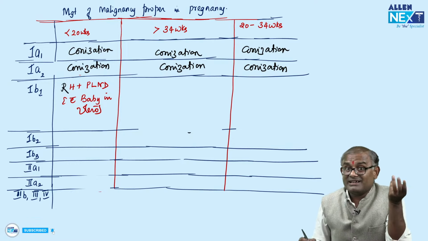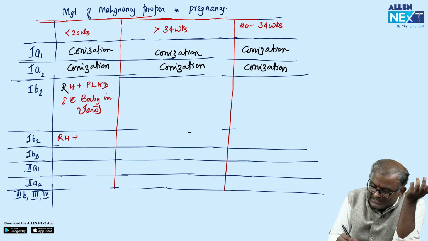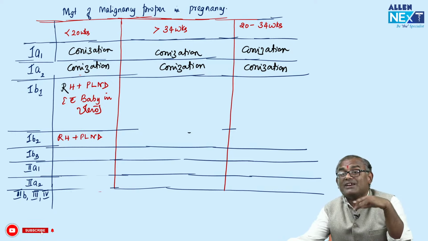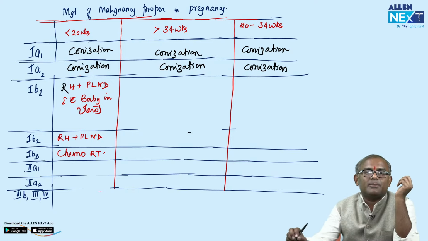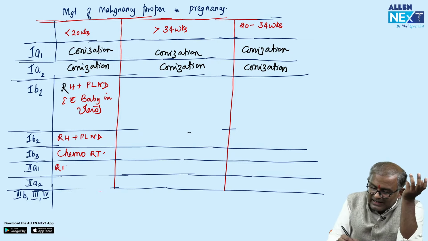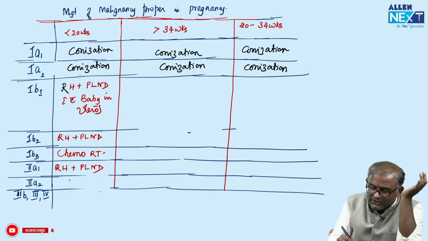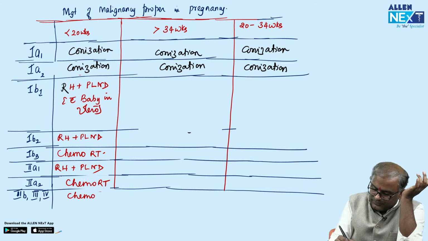Same as non-pregnant: that is radical hysterectomy with pelvic lymph node dissection. Here also 1B2 is the same, radical hysterectomy with pelvic lymph node dissection with baby in utero. 1B3 is not operable, so we'll go for chemo-RT. 2A1 is operable, that is radical hysterectomy with pelvic lymph node dissection. And 2A2 is inoperable, that is chemo-RT.